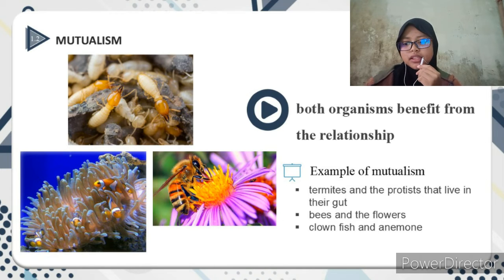The next example is bees and flowers. The bees get nectar from the flowers to make honey, while the flowers benefit by being pollinated by the bees. Okay, thank you.